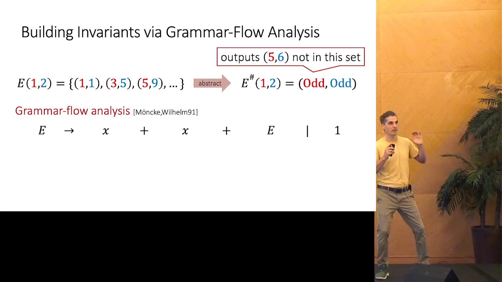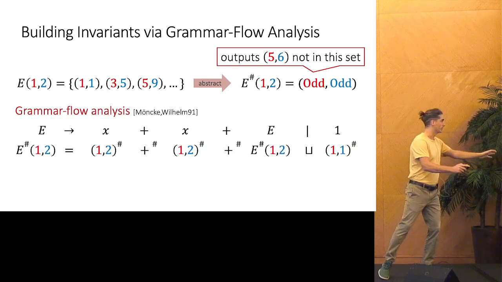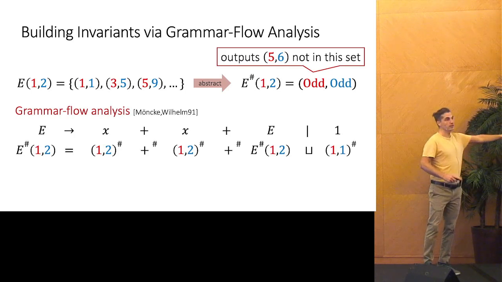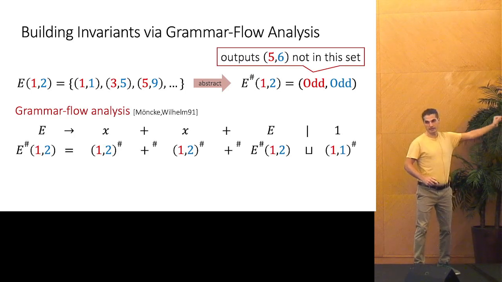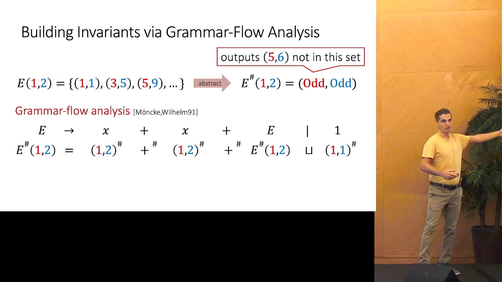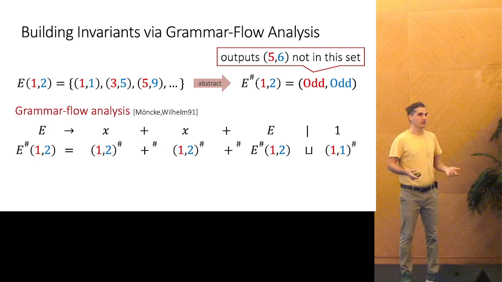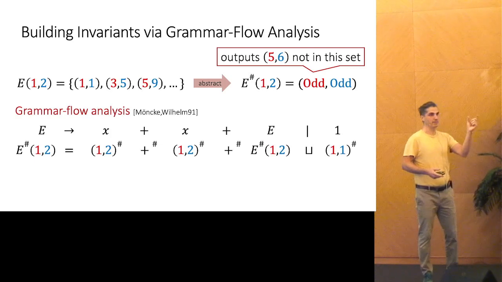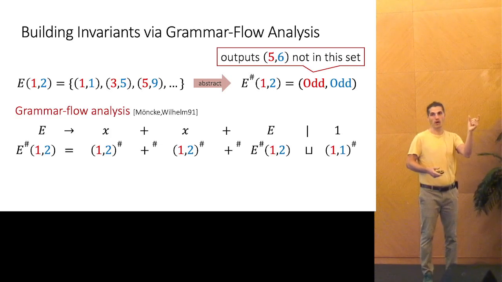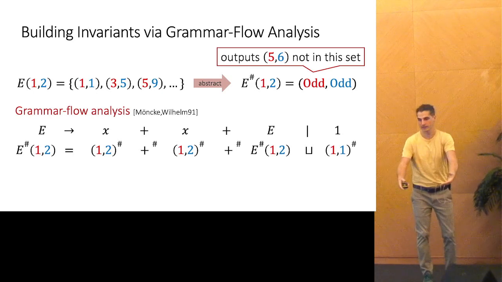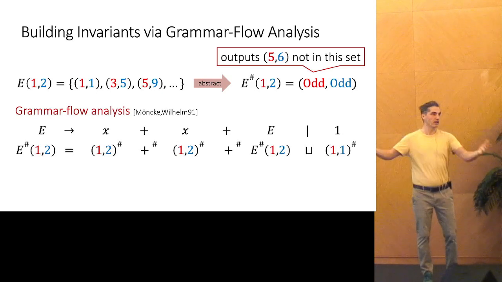And I'm going to just do abstract interpretation on the grammar. So I'm trying to compute the set of outputs that E can produce, that I defined to be E sharp of 1, 2. And then what are the outputs that X can produce? Well, X in this case is the input examples. So it's the pair 1, 2. And I'm going to abstract that. Plus, everything is going to be abstracted.